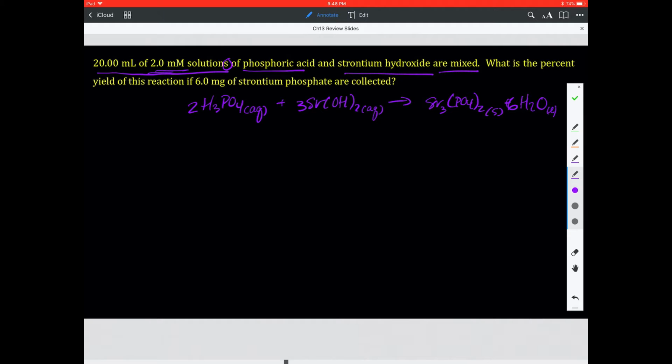Okay, and then I know the amounts of each, right? So I know that I have 20 mils of 2 millimolar, and I have 20 mils of 2 millimolar, right? Which means that's a huge clue that you also need to come up with a limiting reactant. If we continue reading the problem, it asks us, what is the percent yield of this reaction if 6 milligrams of strontium phosphate are collected? So that means specifically the problem gives us direction that we want to talk about strontium phosphate, so we're going to make that our goal, right? So we want to figure out grams of this, or in other words, that would be our theoretical yield of that, right?